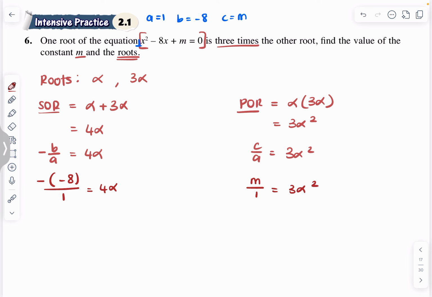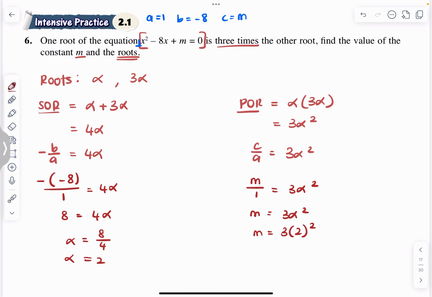Okay, so let's solve this. This will be 8 equals to 4 alpha. Therefore, alpha is 8 divided by 4. Here, m is 3 alpha square. We know alpha is 2. We already found this earlier. So 3 times 2 square. This will be 3 times 4, which is 12.